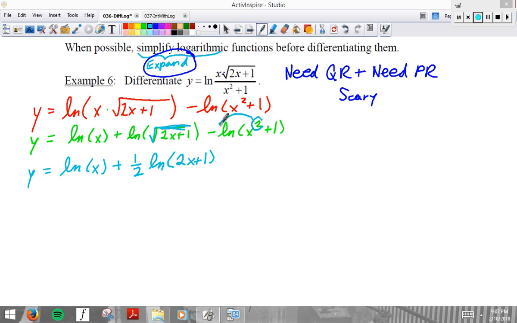This power is stuck inside. Don't take that power out. That's not okay. It's plus 1. Don't break this up into natural log x squared plus natural log 1. Addition inside a natural log cannot be broken out. You are stuck with it. And don't start recondensing it either. This is nicely simplified. So again, we expand first. I'll write it down, and then differentiate.